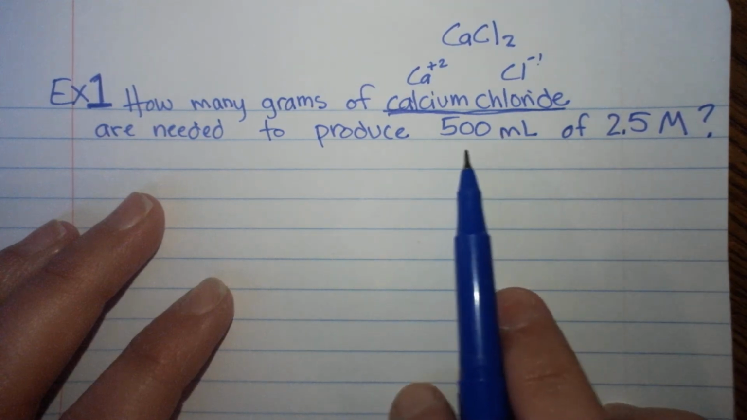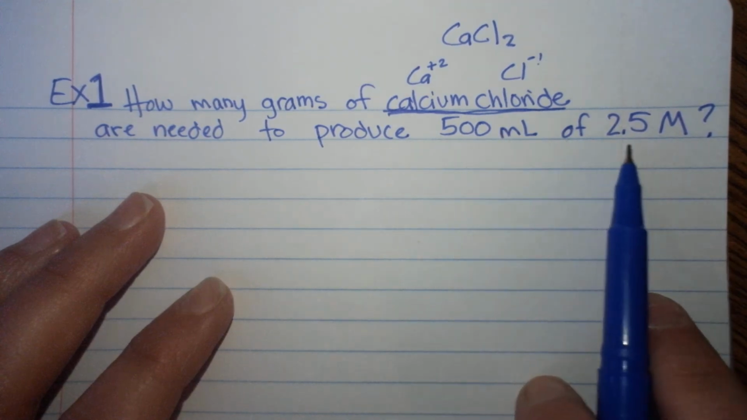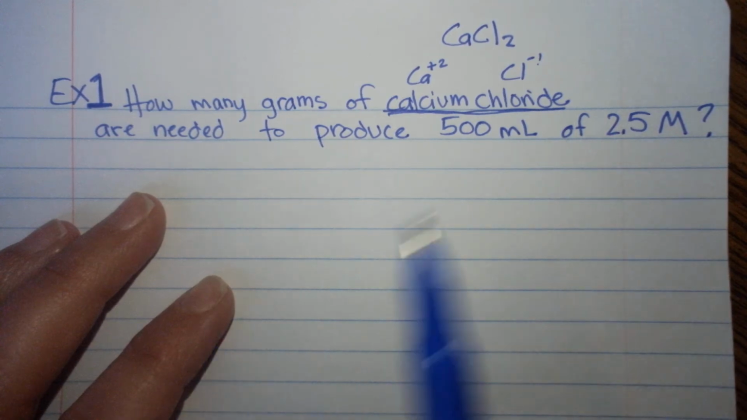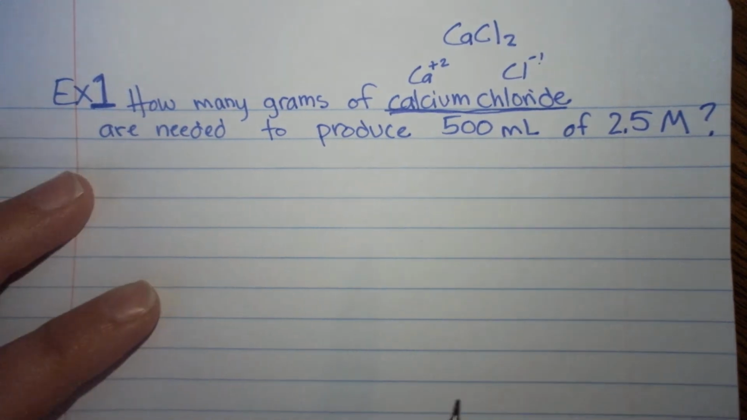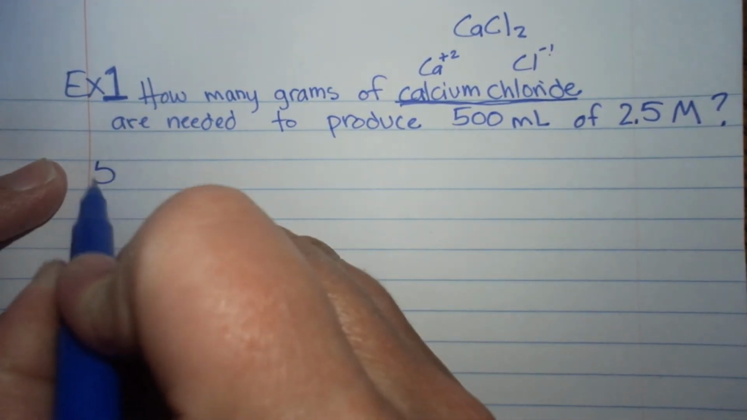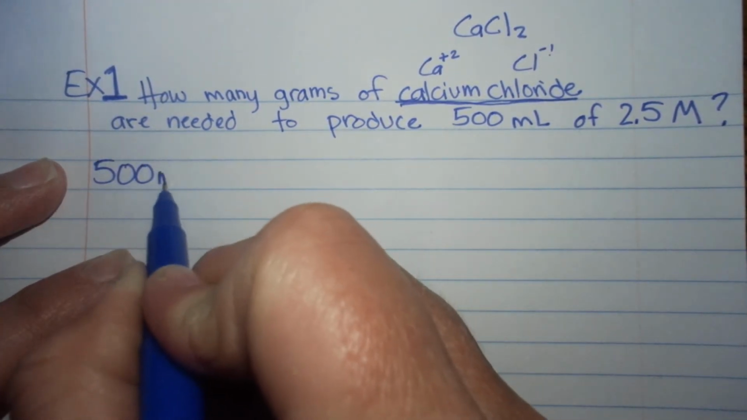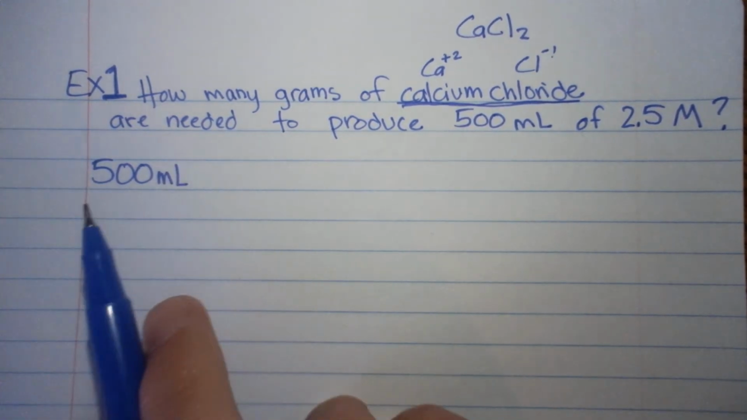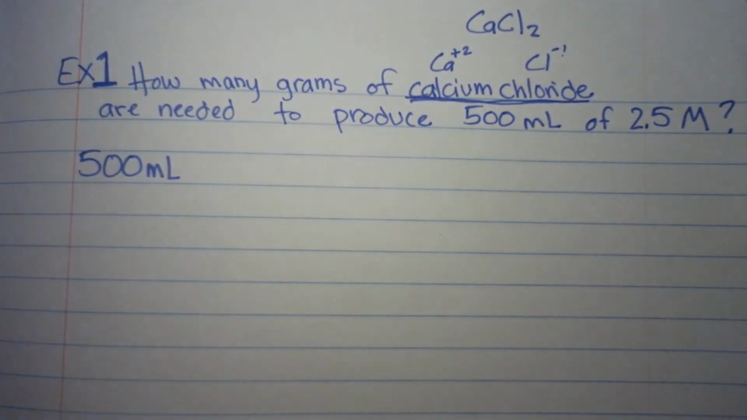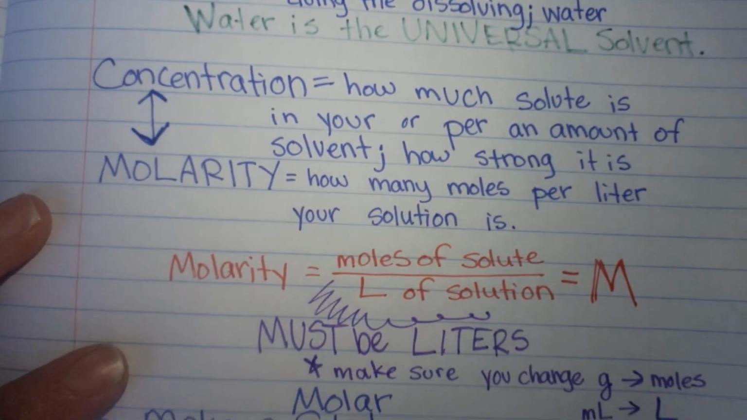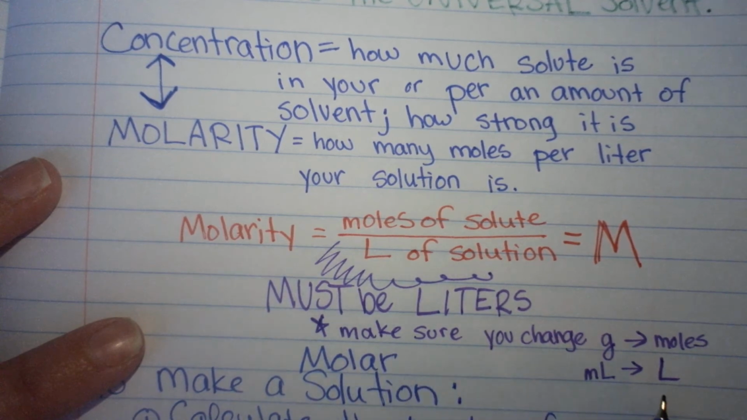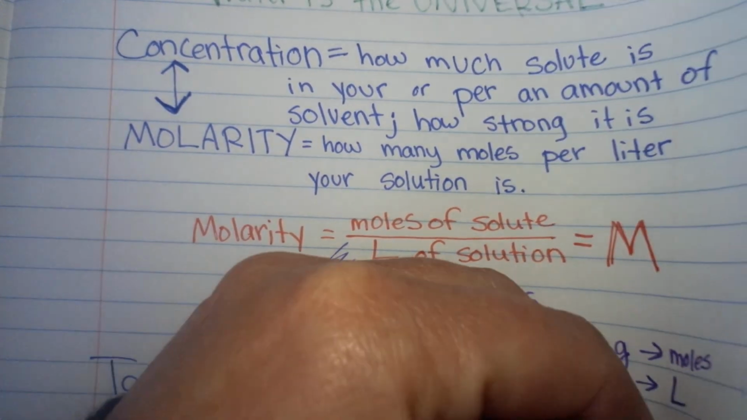I'm given this 500 milliliters and a molarity that I want to get to. So I'm going to start with what I'm given. That's what we always have to do, right? We always have to start with what we're given. And I'm going to think, all right, wait, there was something in the notes about milliliters. So we'll go back and look. It said must be liters. Make sure you change milliliters to liters. Okay, we can do that. So that'll be our first step.